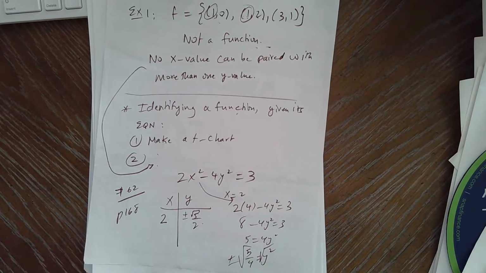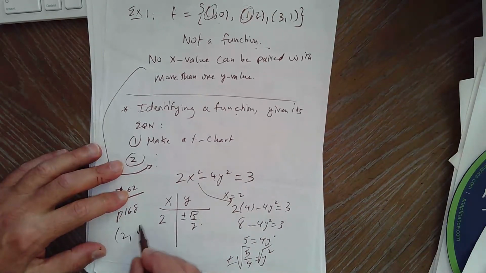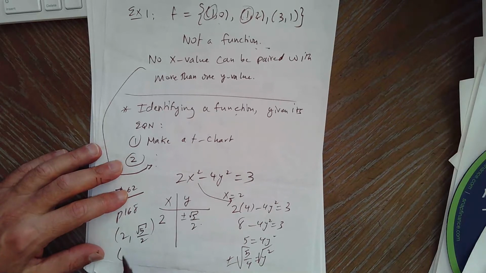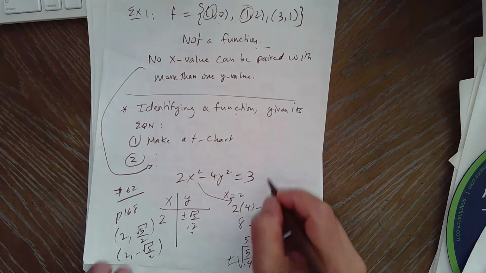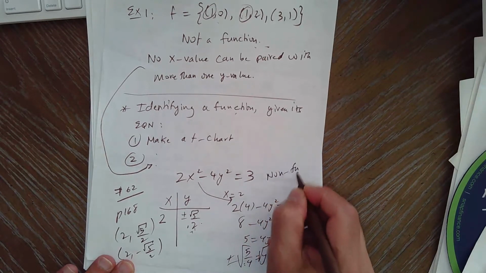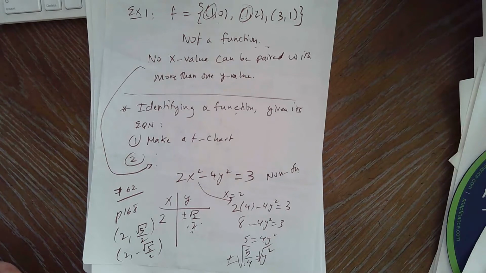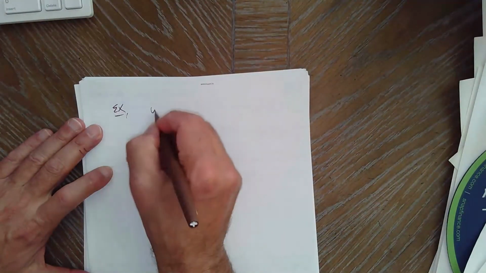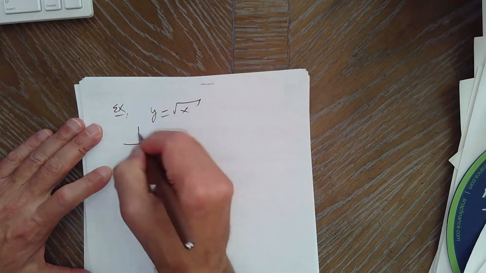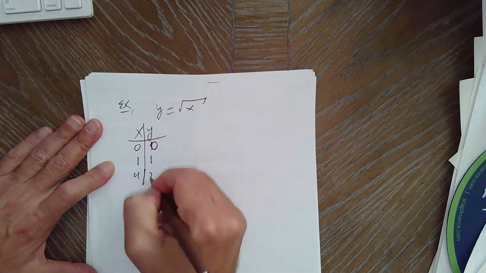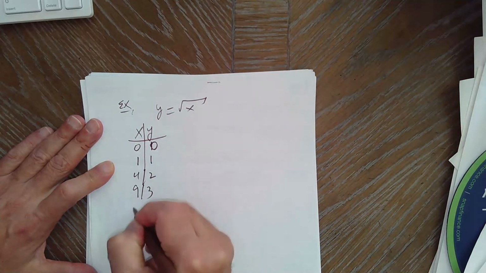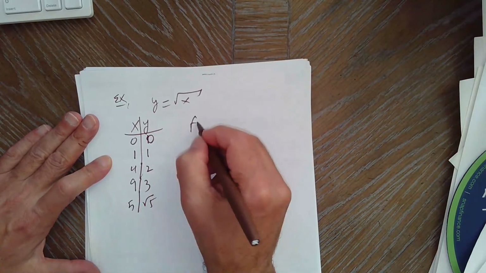So for each x value, you're getting 2 y values. That's not a function. Okay, x equals 2 is paired with root 5 over 2, and 2 is paired with negative root 5 over 2. I got 2 because the square root of 4 is 2. That's where the 2 came from. So this is definitely a non-function. And if you look at y equals square root of x, no matter which x you plug in, you're getting 1 value. 9, 3, 5, root 5, and so on. So it is a function.